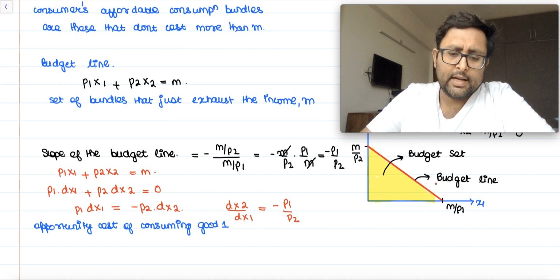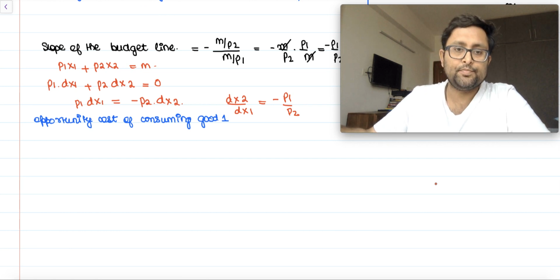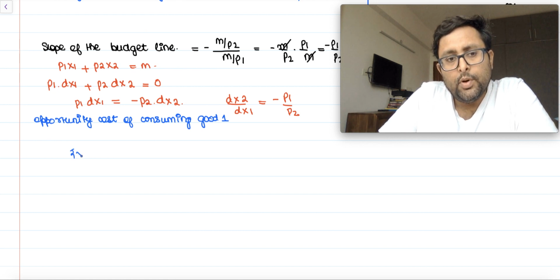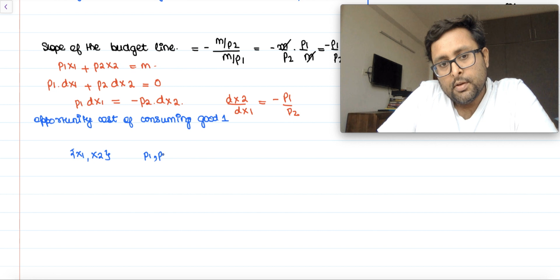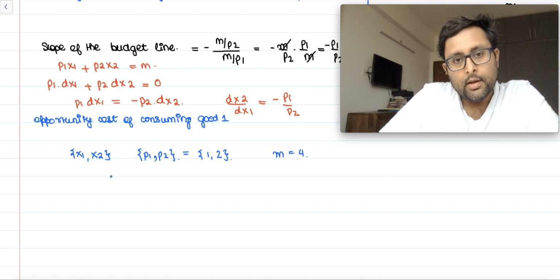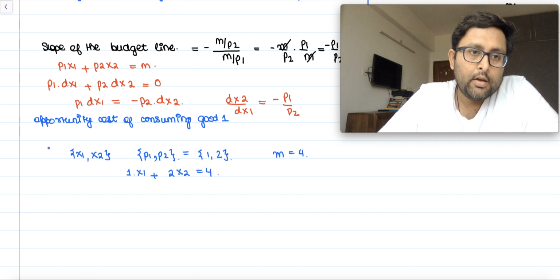Now just take an example. Let us say you have two goods, x1 and x2, and the prices are, let's say, 1 and 2, and income is 4, right? So when you want to draw this, the budget line looks like 1x1 plus 2x2 equals 4, right? You want to draw this.